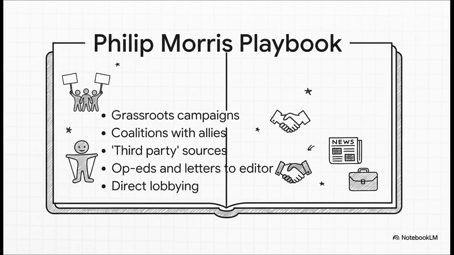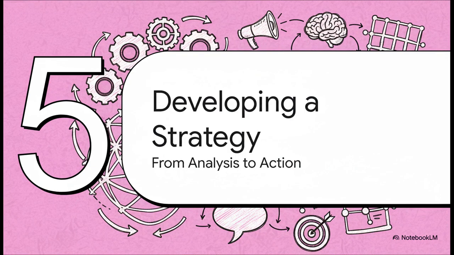For example, get this. An internal document from the tobacco company Philip Morris laid out their entire playbook. It detailed all these tactics, like manufacturing grassroots campaigns, using third-party experts to make their case, and flooding newspapers with op-eds. This is the kind of intel that can completely change your strategy. All right, let's bring it all home. We've done the analysis, we've gathered our intelligence. The final, most important step is to turn all that knowledge into an actual, actionable political strategy.